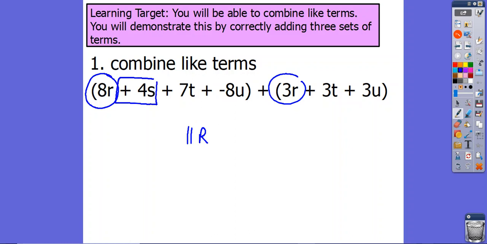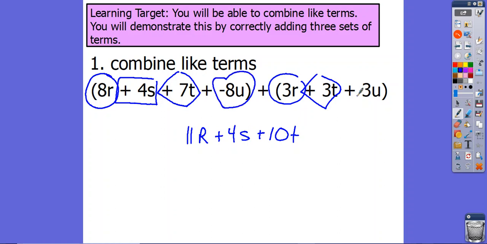I'm going to say that the 4S, oh, there's no other S, but it's not going to go away. So it's still going to be there, 4S. Then I've got the 7t is going to match up with the 3t, so 7 plus 3 makes 10 t's. I need that plus sign to separate the pieces.